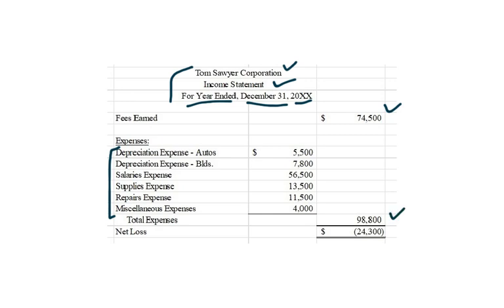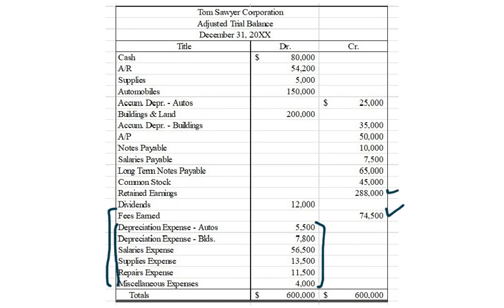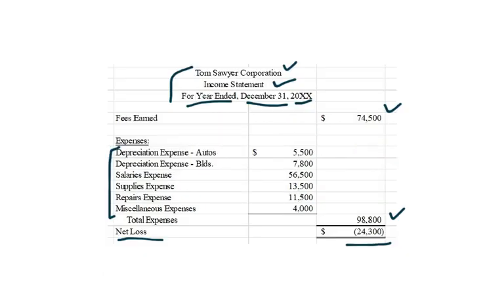Take the difference, and we get a net loss because we get a negative number here. So we get $24,300. Now again, you're going to have to fundamentally do a statement of retained earnings, at least a sketch of one, so we'll just do that right now. So we take our beginning retained earnings balance, 288.